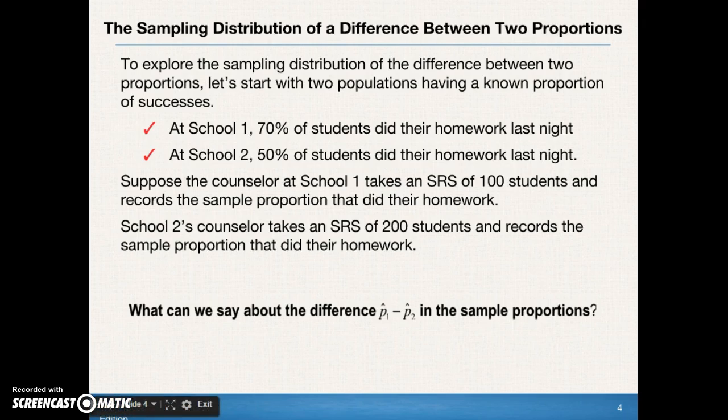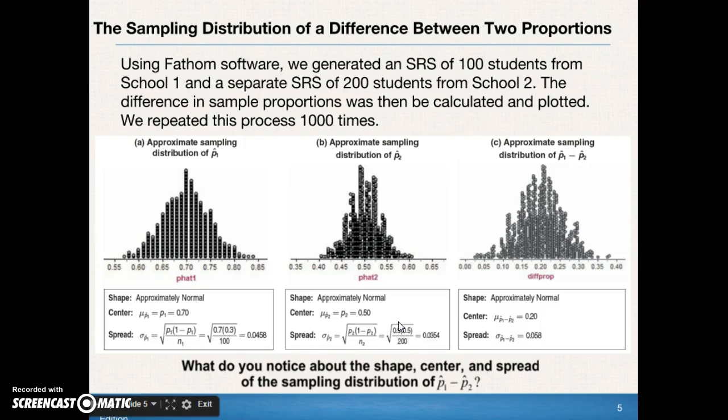So the question is, what can we say about the difference between our statistics now? Again, we know that they're different sizes, but now we want to know what we can say about their difference in the proportions. So the first thing we're going to do is look at some graphs.